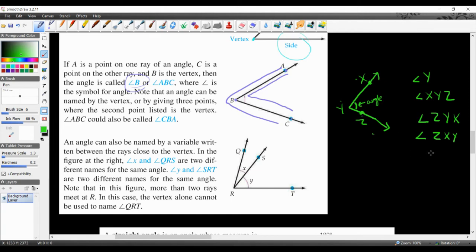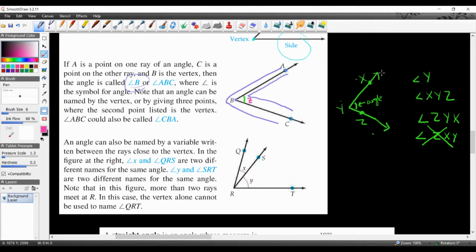So Z, X, Y? Nope, because that's going to make a different angle over here. Okay, moving on, we're already almost done with this part. An angle can also be named by a variable. So that little curve thing that you saw in here, you could actually put a letter there and say, well, I'm going to name this angle Z, whatever. This could be called angle Z.